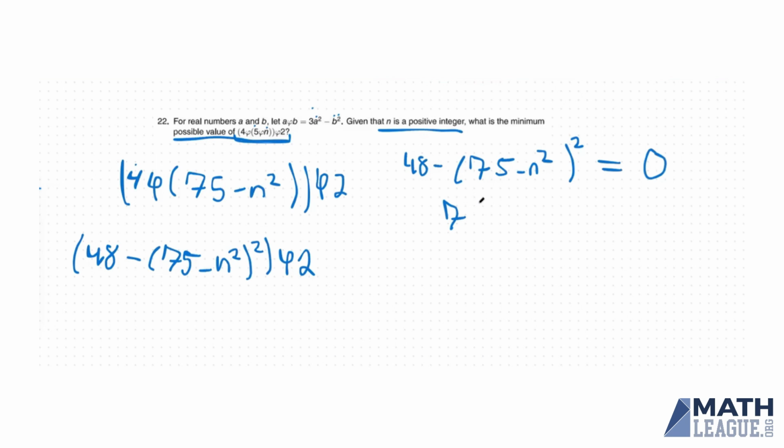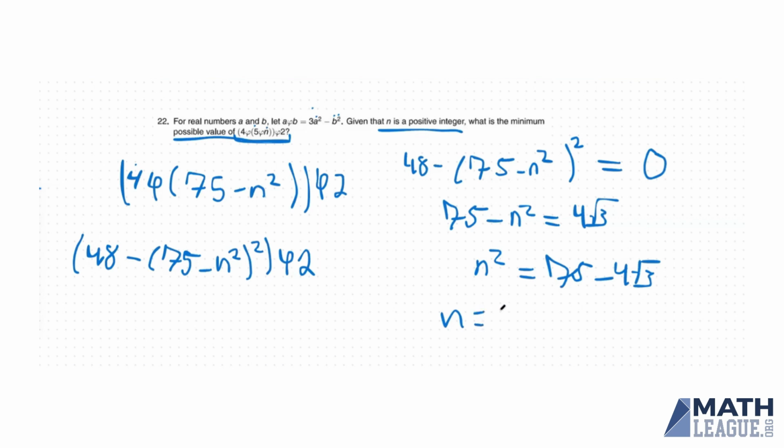We get 75 minus n squared is equal to the square root of 48, which is 4 square root of 3. So we get n squared is equal to 75 minus 4 square root of 3. So this says that n squared is most likely between 75 minus 4 and a little bit over 1. That's going to be between n equals 8 and n equals 9, so between 64 and 81, right? So now let's plug these in and see which one of these minimizes this function the most.